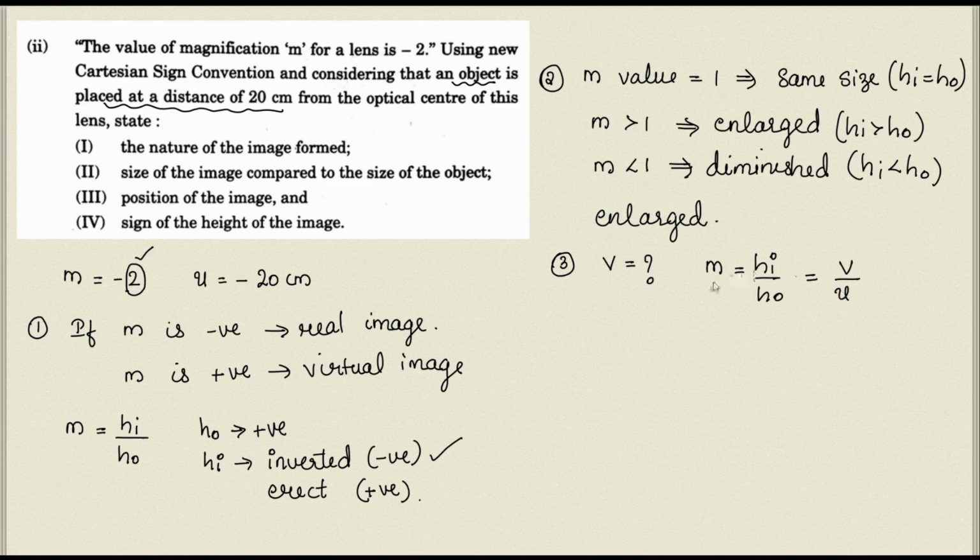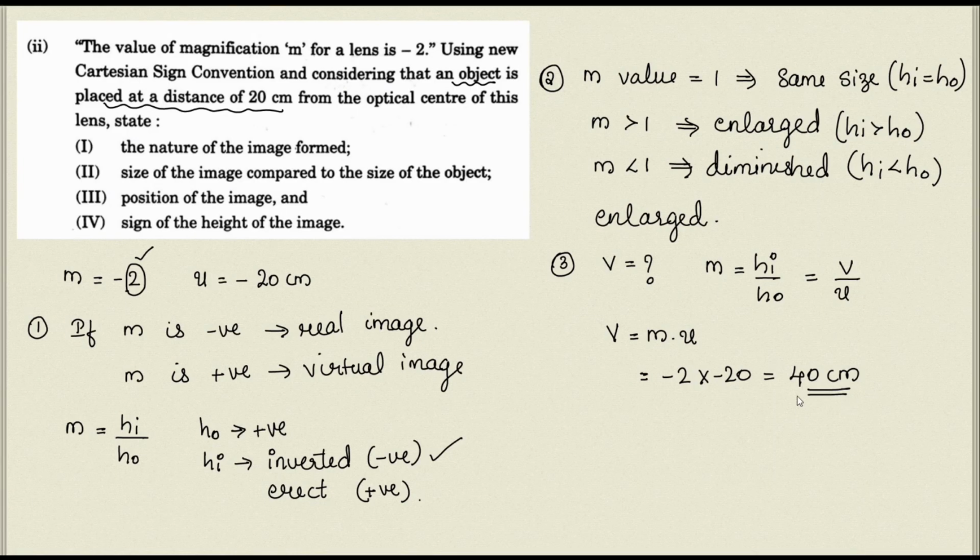U value we know, M value we know. So what is V? V is equal to M into U. Now what is M? It is minus 2. U is minus 20. So negative and negative become positive. 2 into 20, it is 40. So 40 centimeter. This is the image distance, or we can say the image is 40 centimeter from the optic center on the opposite side of the object.